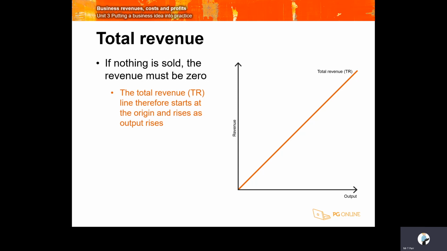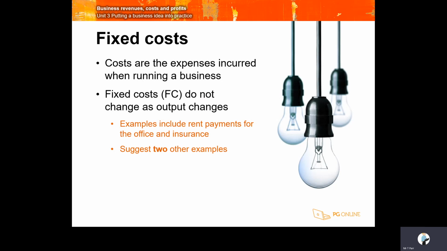Realistically, as you'll see in businesses, that gradient would not be straight. It might go up and down, but for the purposes of GCSE exams, it's going to be pretty straight and easy to read. Next thing we need to work out is costs, because in order to work out profit, it's our revenue take away costs.